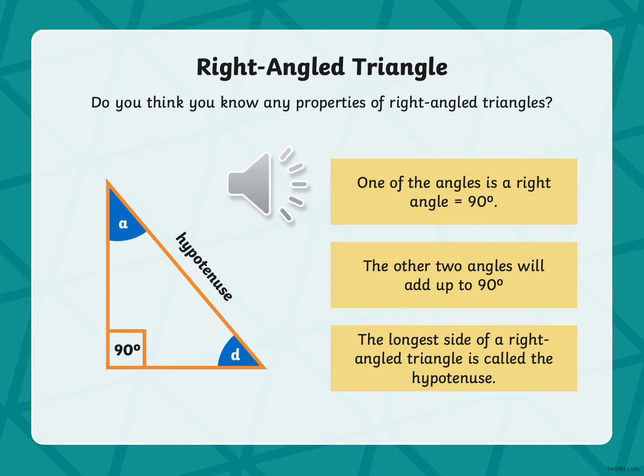And the last triangle we're going to look at is a right angled triangle. So are there any properties of this triangle that you already know? Think of its name, a right angled triangle. That tells us that one of the angles in this triangle is a right angle. And we should know that right angles are 90 degrees. If one angle is 90 degrees, that also gives us a clue for what the other two angles must be. They must total 90 because we know that angles in a triangle always add up to 180 degrees. The longest side of a right angled triangle is called a hypotenuse.